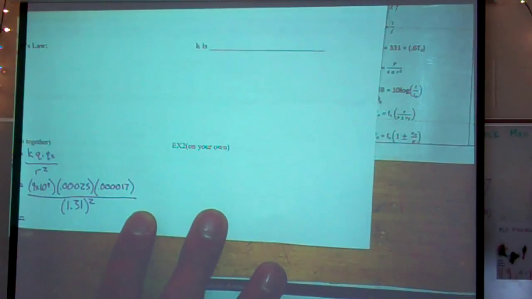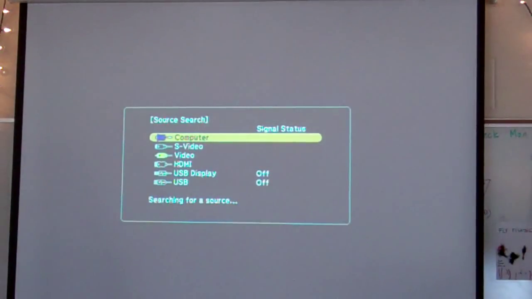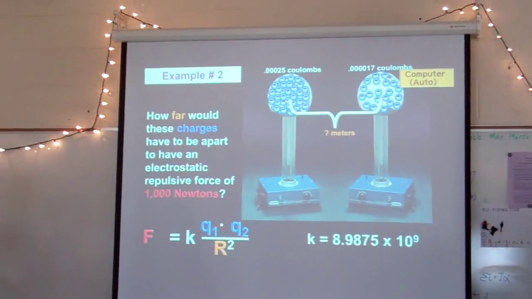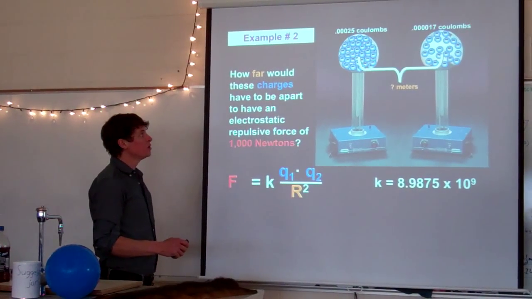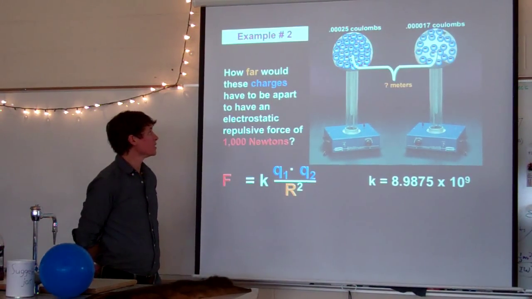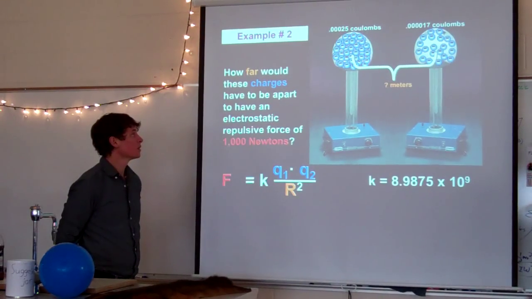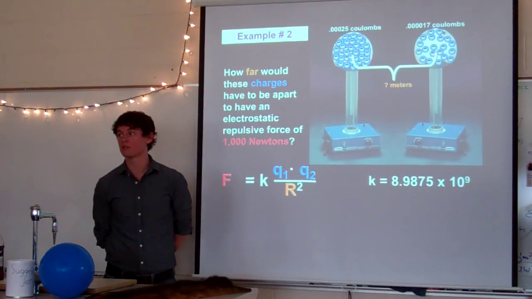Okay, example 2. This one I'm going to have you guys solve for something a little bit different. All I want you to do right now is list the data, and then we'll try this on our own later. Okay, so let's change some things here. We're going to keep Q1 and Q2 the same. So write that down. Q1, 0.00025. Q2 is 0.000017. And capital C is the abbreviation for coulombs.